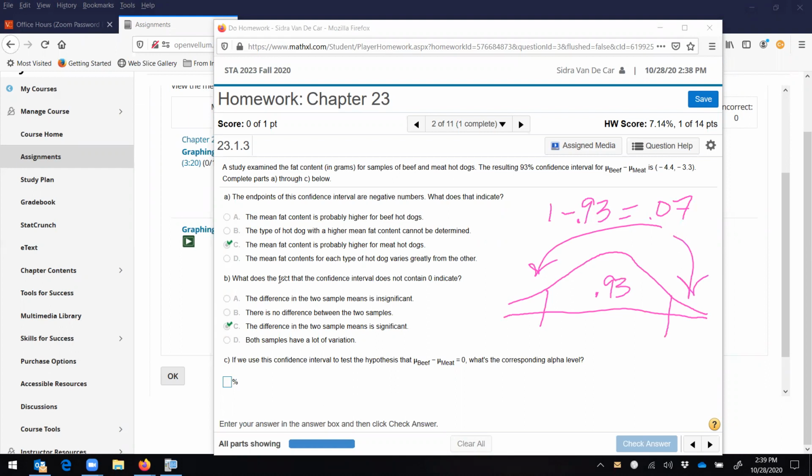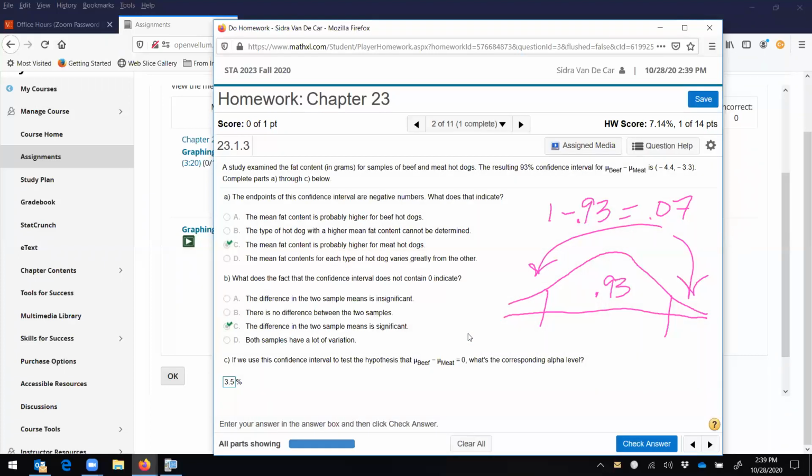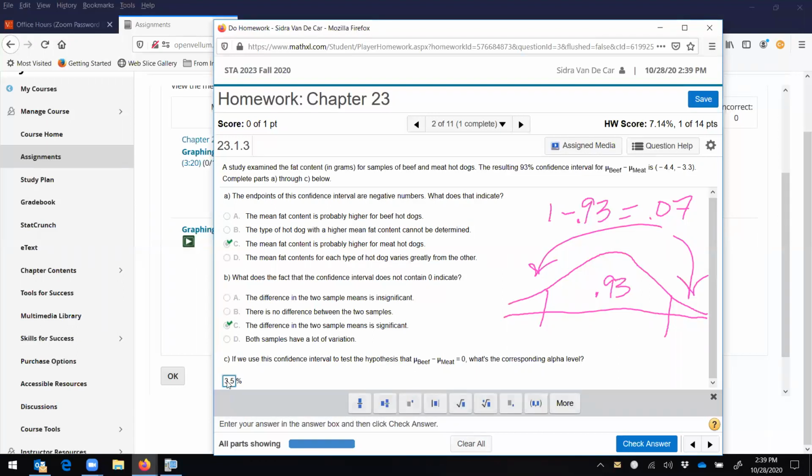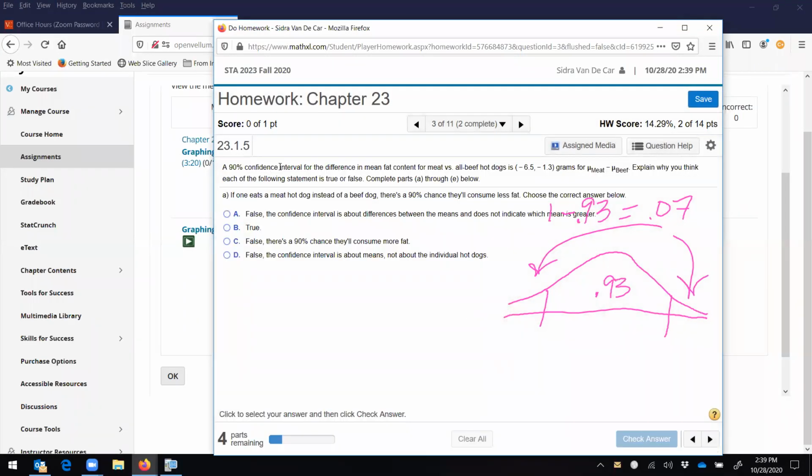So that would be an alpha value of 3.5%, because I'd have 0.035 when I split it. Oh, I'm sorry, I shouldn't be splitting it. It's the whole 7%, because the alpha value is what we split when we draw the picture. It's 7%.